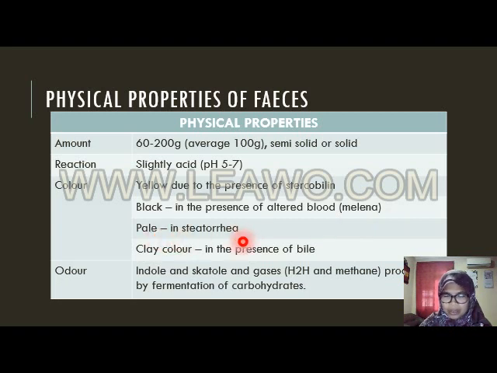Pale in steatorrhea, where if there is a problem with the bowel secretion, the fatty food cannot be processed, so fat will be present in the feces, resulting in a pale color, and clay color in the absence of bile. Odor or smell is from indole and skatole, with the presence of gases and also fermentation of carbohydrates.